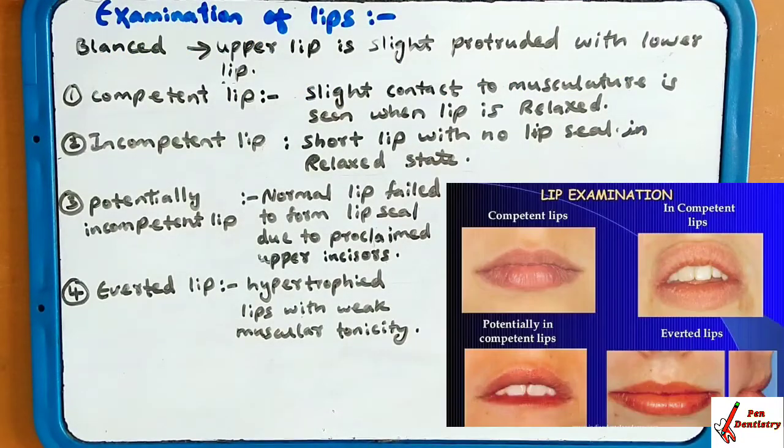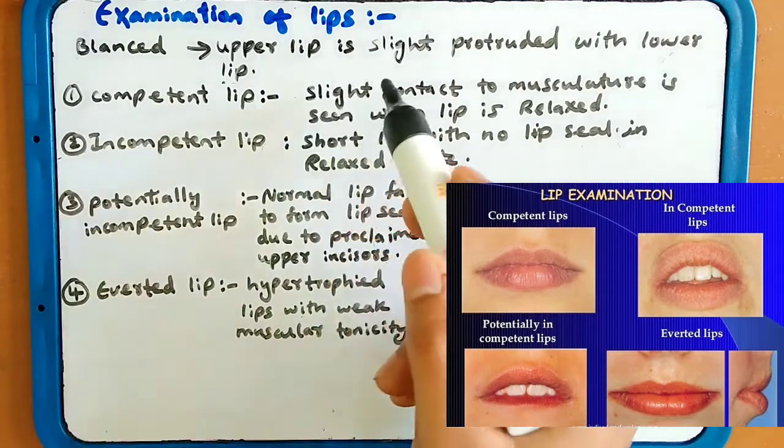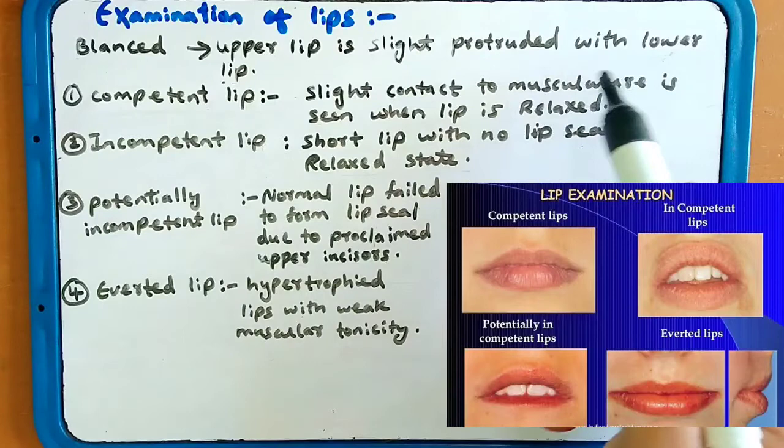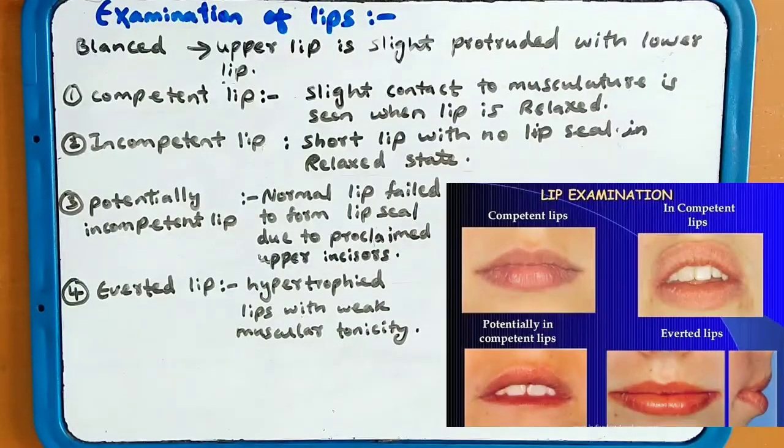Examination of the lip. When the lip is in a balanced state, that means the lip is in a relaxed manner, then the upper lip is slightly protruded with the lower one. This is the balanced state of the examination of the lip.